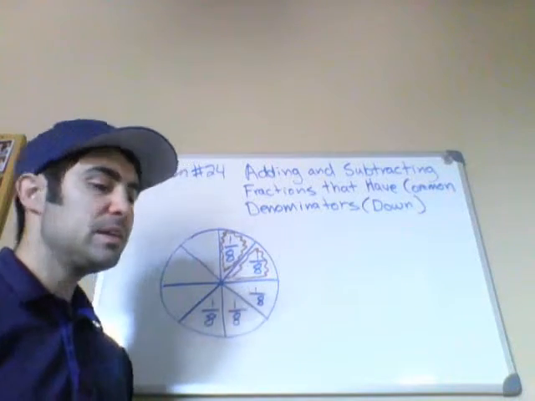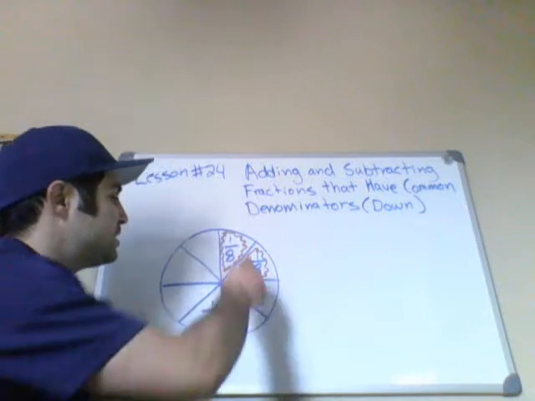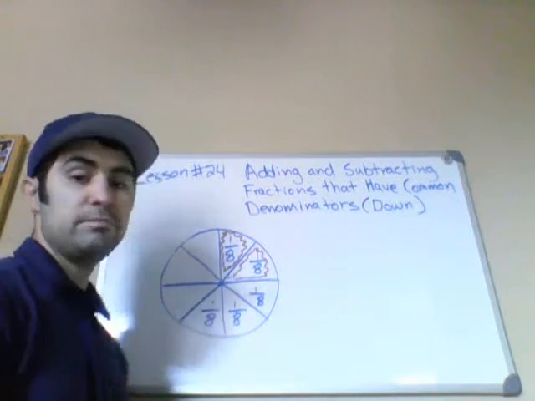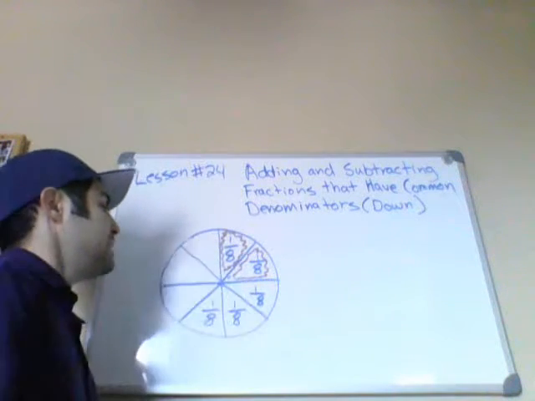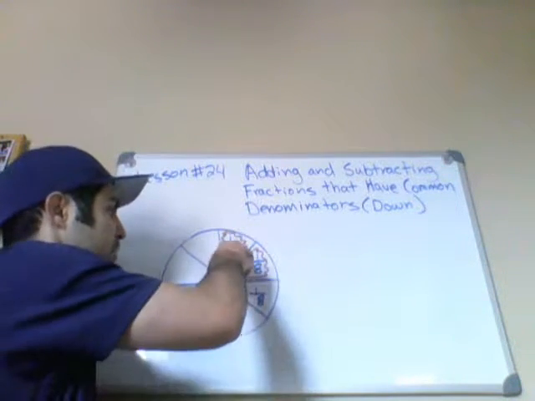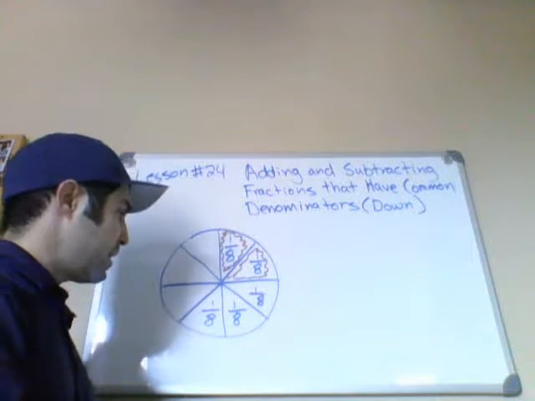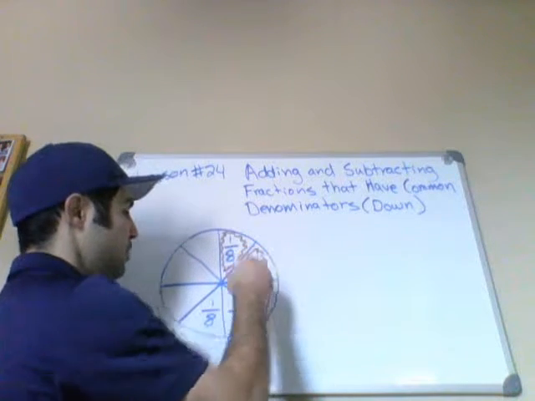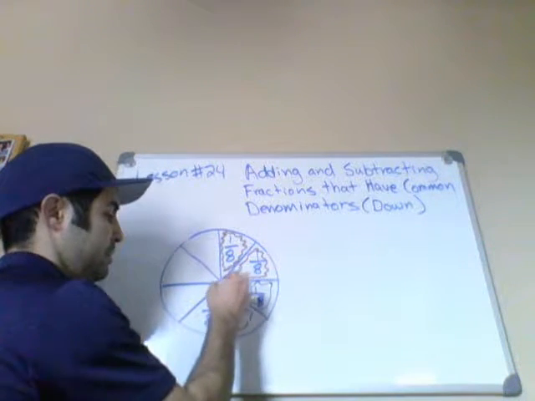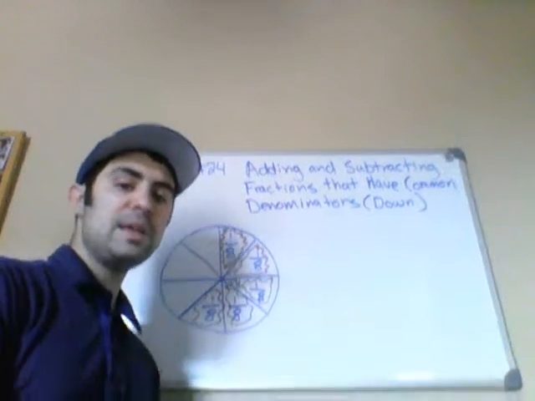Alright, you have a pizza. 1, 2, 3 pieces have been eaten. The pizza is divided into 8s because there's 8 people in this family. So 3 of the pieces have already been eaten. Okay, so we have 2 pieces over here and 3 more pieces here. We'll call these the brown pieces and the black pieces. Okay? So how many 8s do we have left?